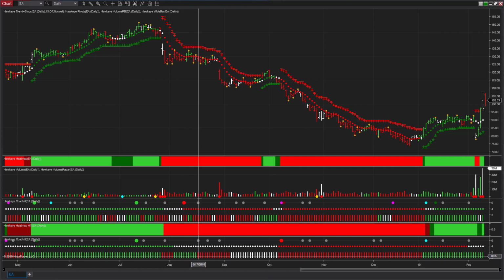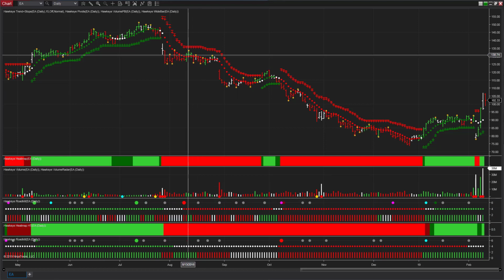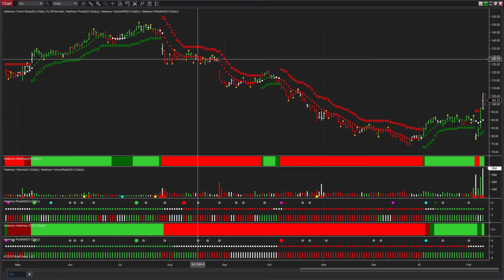It wasn't until right here where we saw an alignment where the volume was red, the direction of the second time frame was red, and the first time frame was good. So right here was a good chance to get back in off of the initial signal.